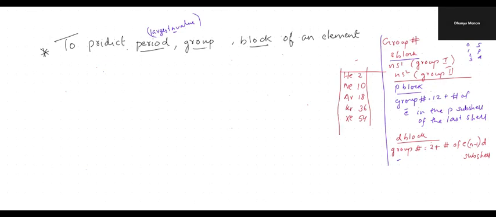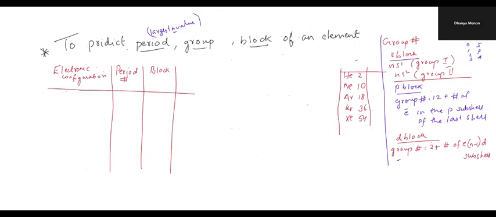Okay, now coming to the question. I'll give you some elements. You need to find out the period number, group number, and the block number. Okay, so I'll write down the electronic configuration. Okay, you need to predict the period number, block, and the group number. All the formulas are there on the right-hand side.